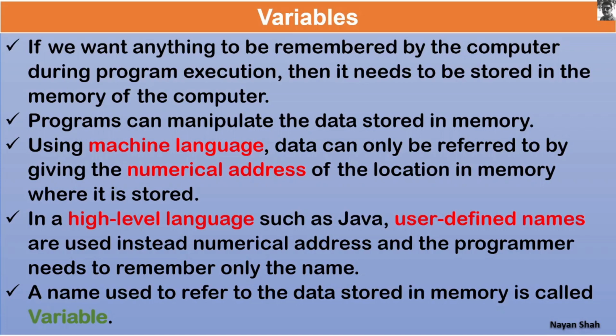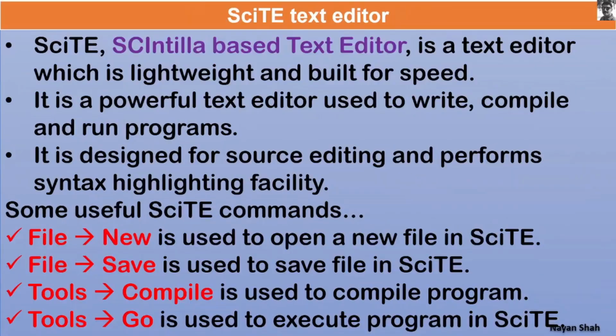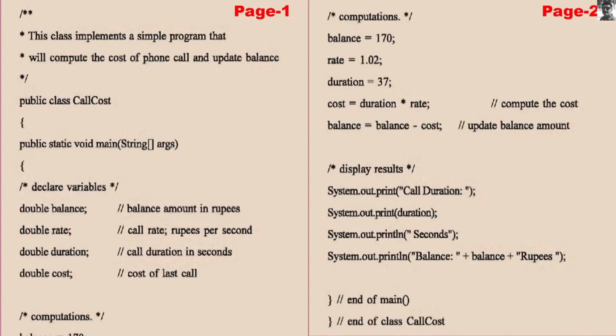But higher level languages, like C, Fortran, Pascal, COBOL, Python, Java, all these languages are high level languages. In a higher level language such as Java, user defined names are used instead of numerical addresses. The programmer needs to remember only the name of the variable. So see how easy it is to remember all these variable names and their purpose: balance, rate, duration, cost.